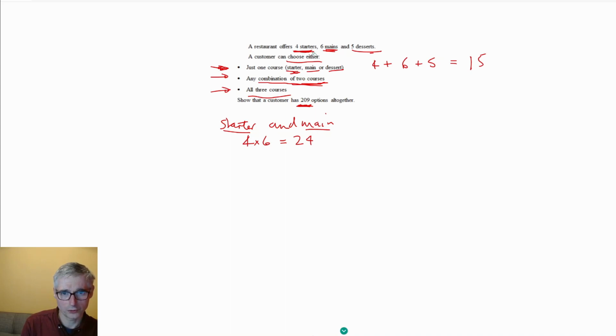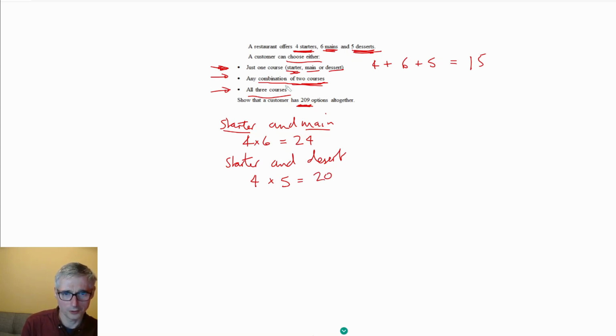If we chose a starter and a dessert as our 2 options, so starter and dessert, we can see that we've got 4 starters, and we're going to multiply that by the number of desserts that we could have. So that would be times by 5, and that would give us 20.